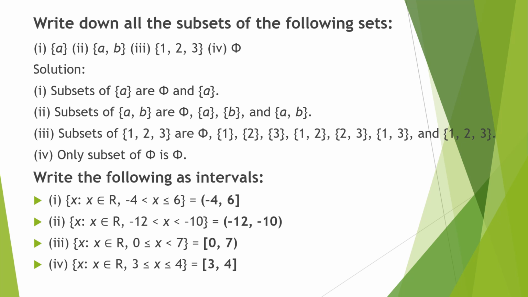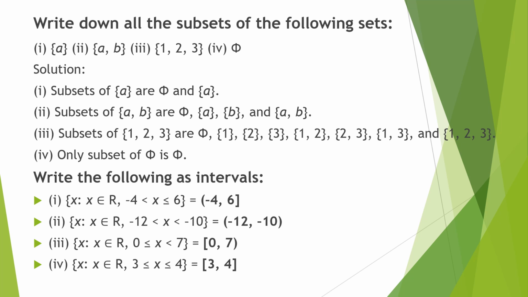Write the following as intervals. Now any set, if it is numerical in this manner, you can write it as an interval. Closed interval means that particular number is included. Open interval means it is not included. Set of all x such that x belongs to R, minus 4 less than x less than or equal to 6. Since on the left hand side minus 4 is not included, all the real numbers which are greater than minus 4 are included. So you just have the round bracket. Now on the right hand side 6 is included, so you have the square bracket.